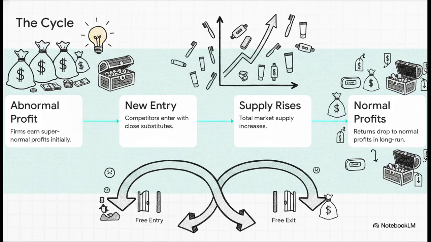Step 2. Because entry is free, competitors see this massive pile of money and immediately enter the industry with their own close substitutes. Step 3. The total market supply shoots up. Step 4. This influx of competition forces prices down and chips away at market share until, in the long run, returns drop right back down to just normal profits. Free entry ensures abnormal gains are completely wiped out over time, and free exit ensures that firms taking heavy losses can just pack up and leave. It's a beautifully self-correcting cycle.